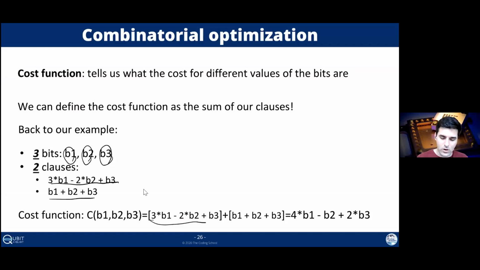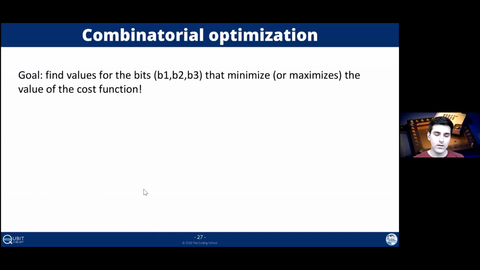So this is clause 1 here, and I have the second clause here. And when I add them up, I get 4 times B1 minus B2 plus 2 times B3. And this is my overall cost function. And this is something that then I can try and optimize. And actually, that is the goal of what we're talking about. Now, the goal is to find the value of our bits, B1, B2, B3, but of course, we can have many, many, many more, that minimize, or of course, it could be also maximize the value of the cost function.